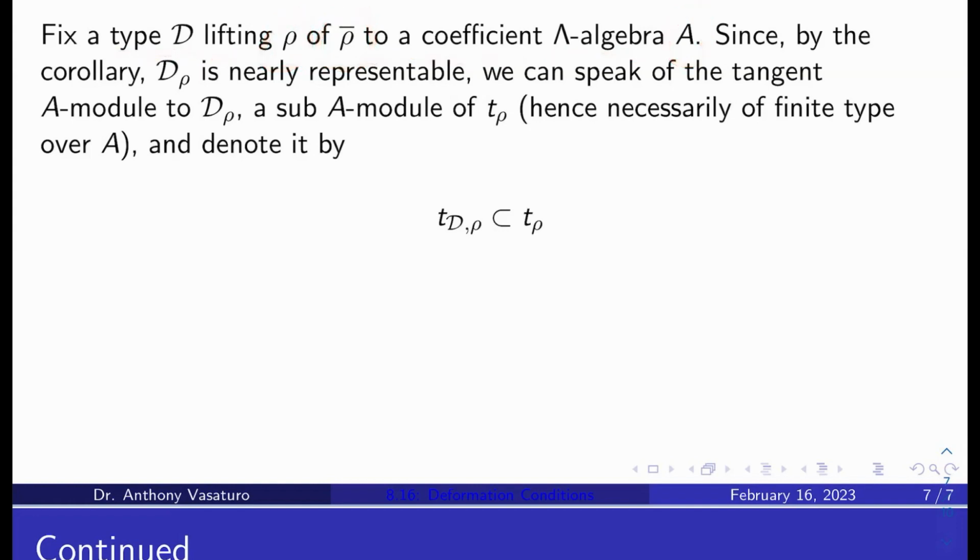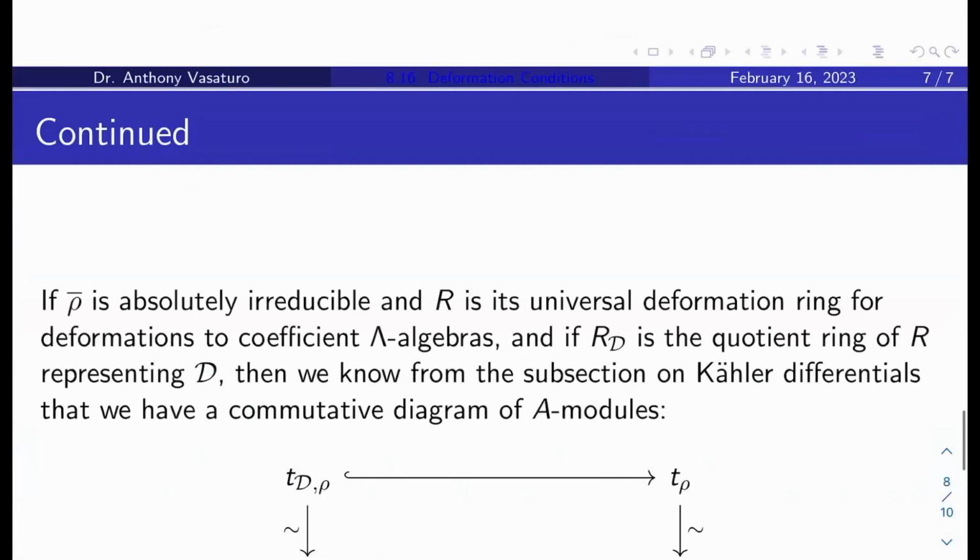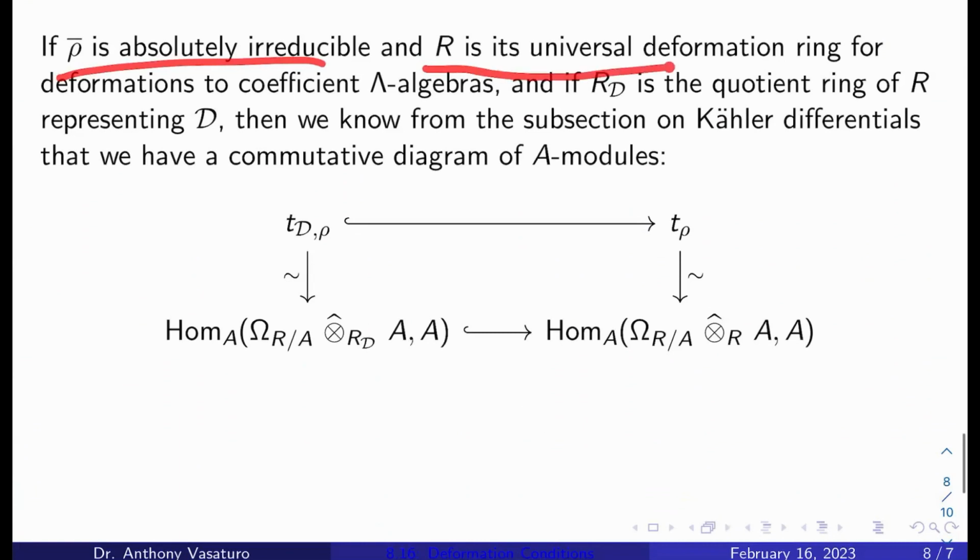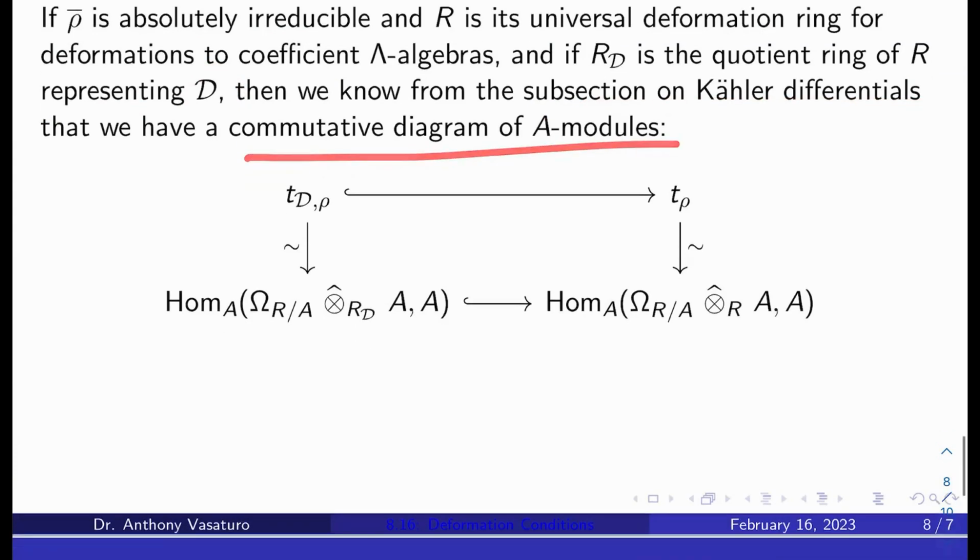Fix a type 𝒟 lifting ρ of ρ bar to a coefficient lambda algebra A. By the corollary, 𝒟_ρ is nearly representable. So we can speak of the tangent A-module to 𝒟_ρ, which is a sub A-module of T_ρ, the tangent module to the full deformation problem. This has to be of finite type over A because T_ρ is. We denote this by T_𝒟ρ inside T_ρ. If ρ bar is absolutely irreducible and R is its universal deformation ring for deformations to coefficient lambda algebras, and if R_𝒟 is the quotient ring of R representing 𝒟, then we know from the video on Kähler differentials that we have a commutative diagram of A-modules as follows.